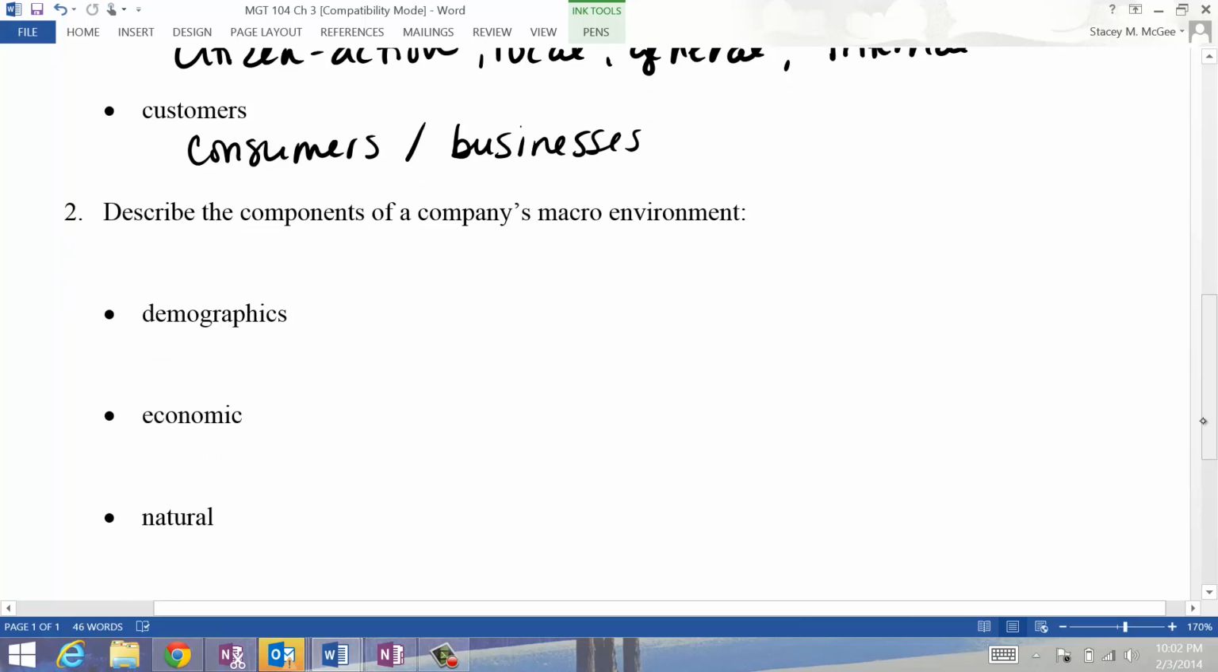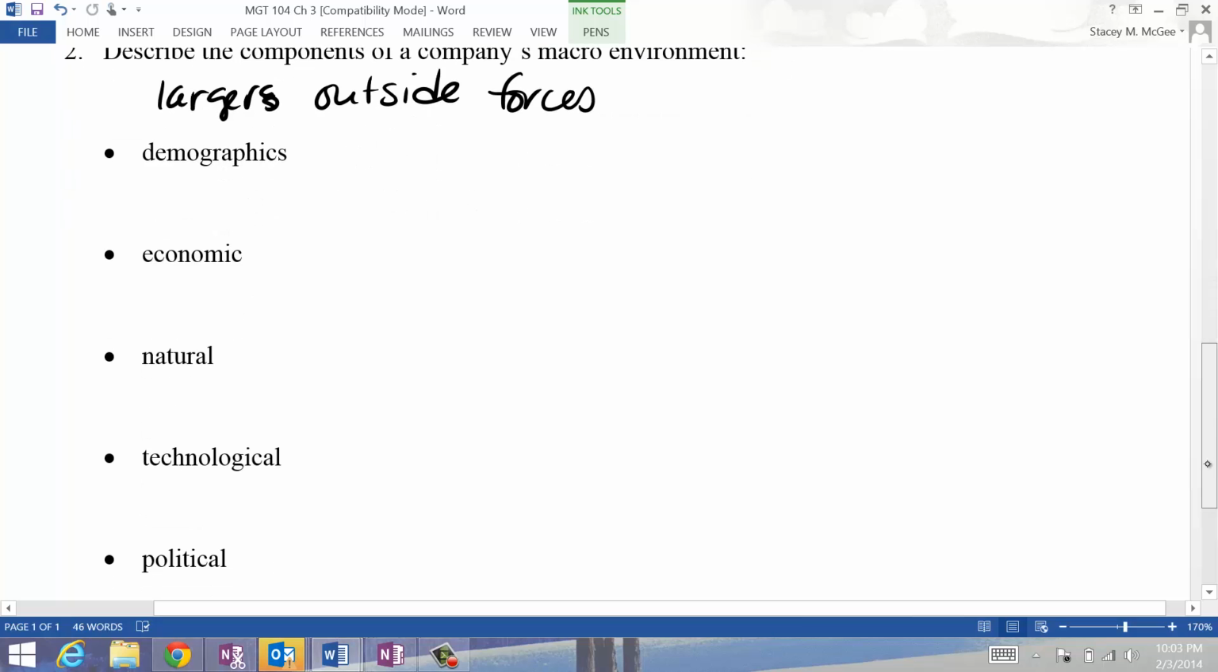That's the microenvironment. Now for the macroenvironment, these are the larger outside forces. Larger outside things outside the company that are impacting us. A lot of times we don't have control over these, but that doesn't mean we shouldn't watch them.